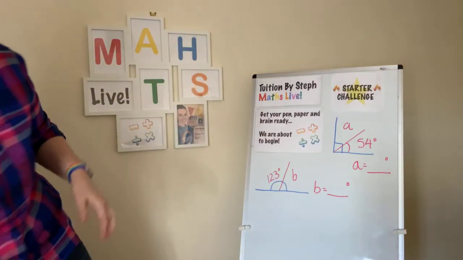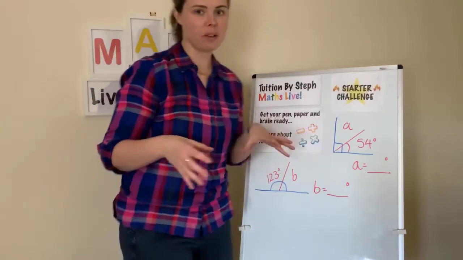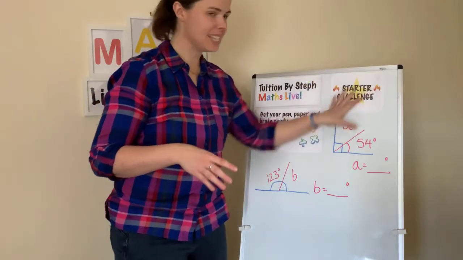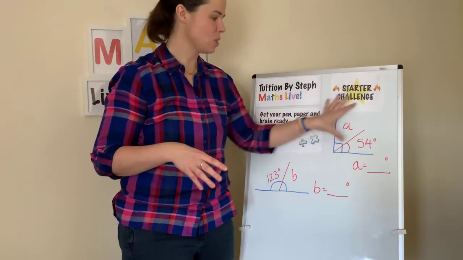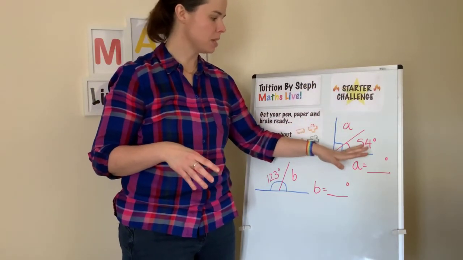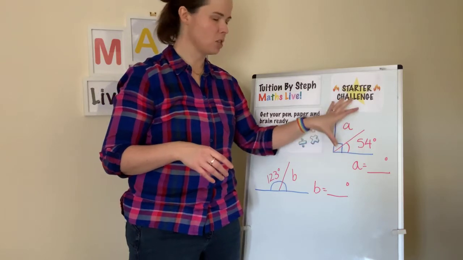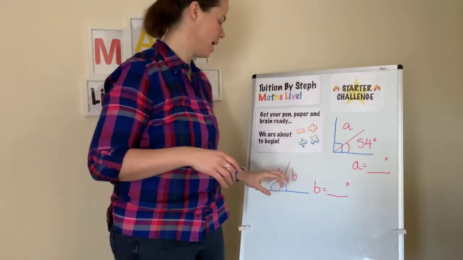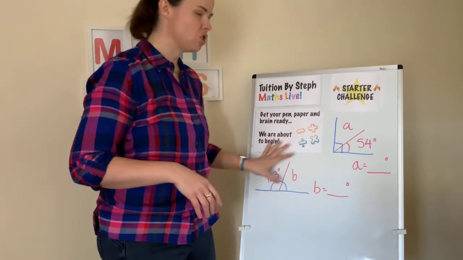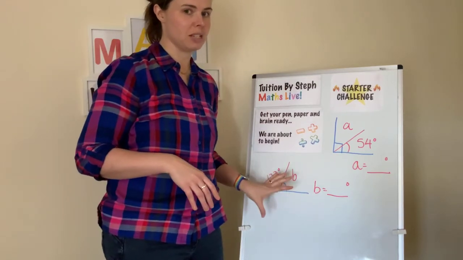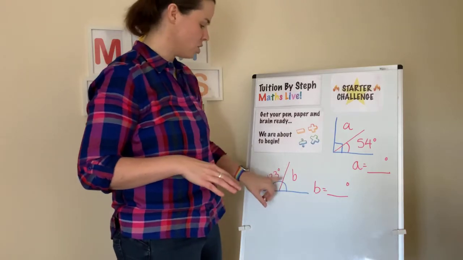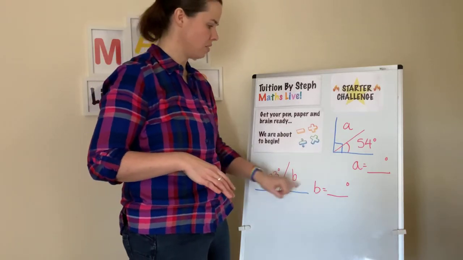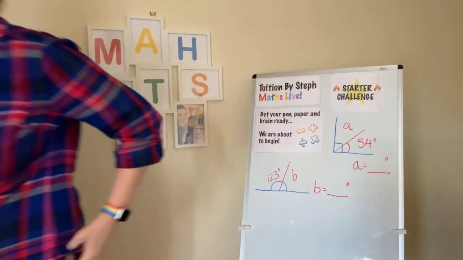So your challenge question is following on from yesterday. Here's an angle. See if you can recognise which angle it is. It's been split up. Can you use your information about what type of angle this is to find out the measurement for angle A? Same here. You've got a certain type of angle with a certain type of size. Can you use that information to find the size of angle B? Give that a go.